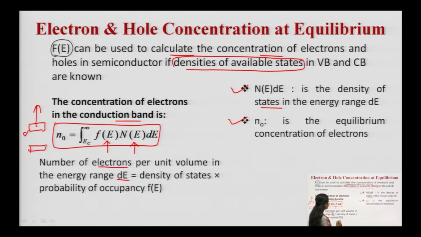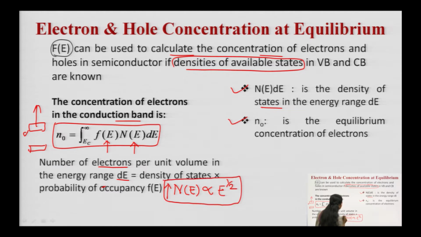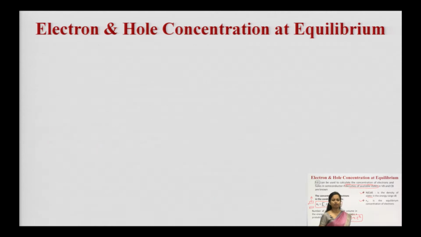At the same time, the density of states N(E) is directly proportional to the square root of energy. It means if energy is increased, the density of states will definitely increase, and if the density of states increases, it means the probability of occupancy will decrease at this particular point. So, you must remember this behavior, how the density of states is related to the energy level.